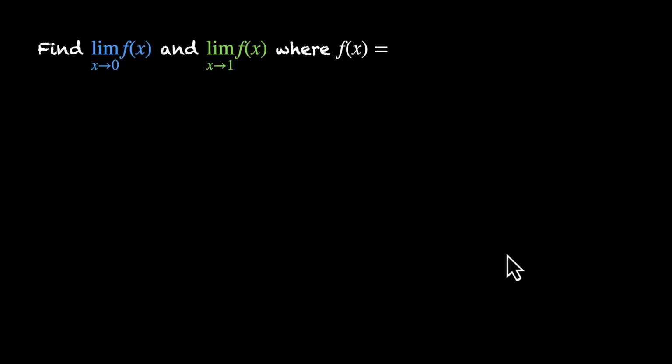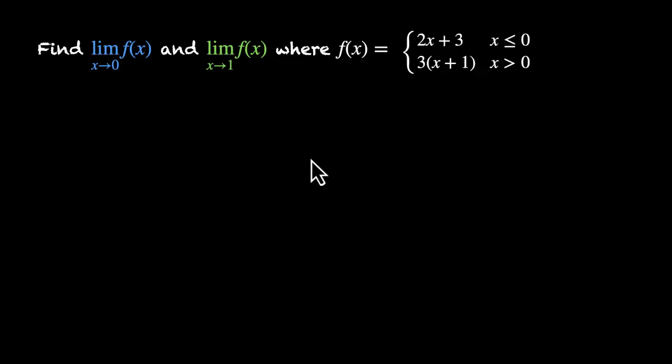In this video, we'll practice finding limits of piecewise defined functions. Here's the first problem. Find the limit as x approaches 0 of f(x) and the limit as x approaches 1 of f(x), where f(x) is defined like this. It's 2x plus 3 when x is less than or equal to 0. Here it's 3 times (x plus 1) when x is greater than 0. Pause the video, try this out.